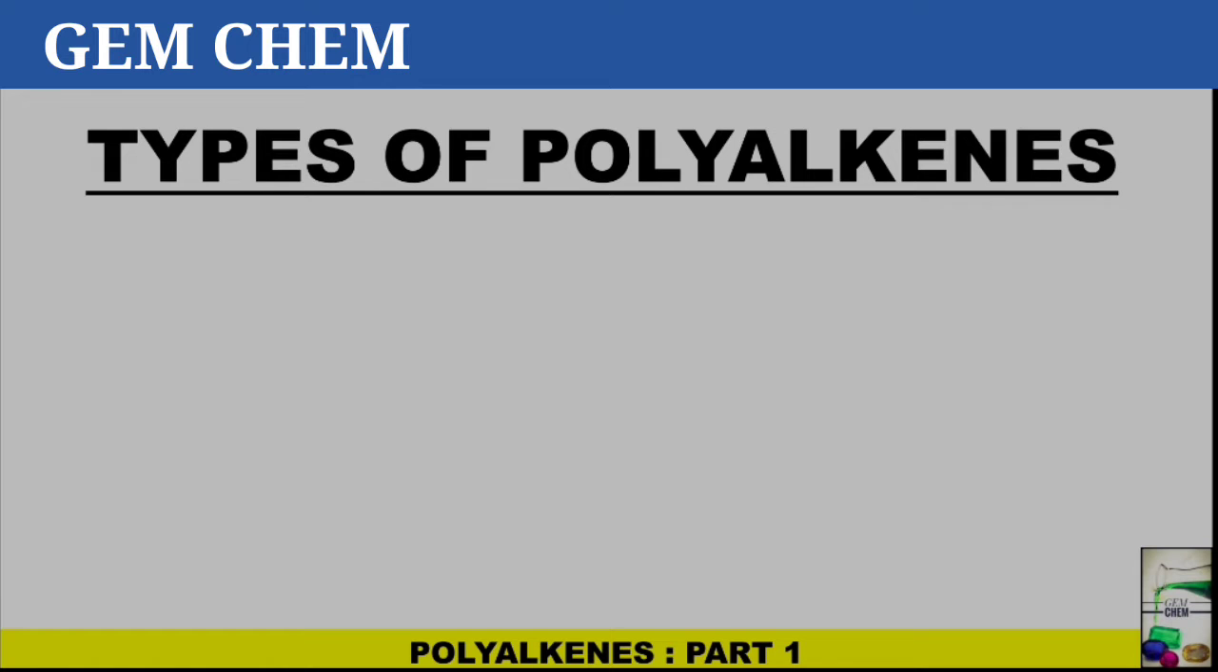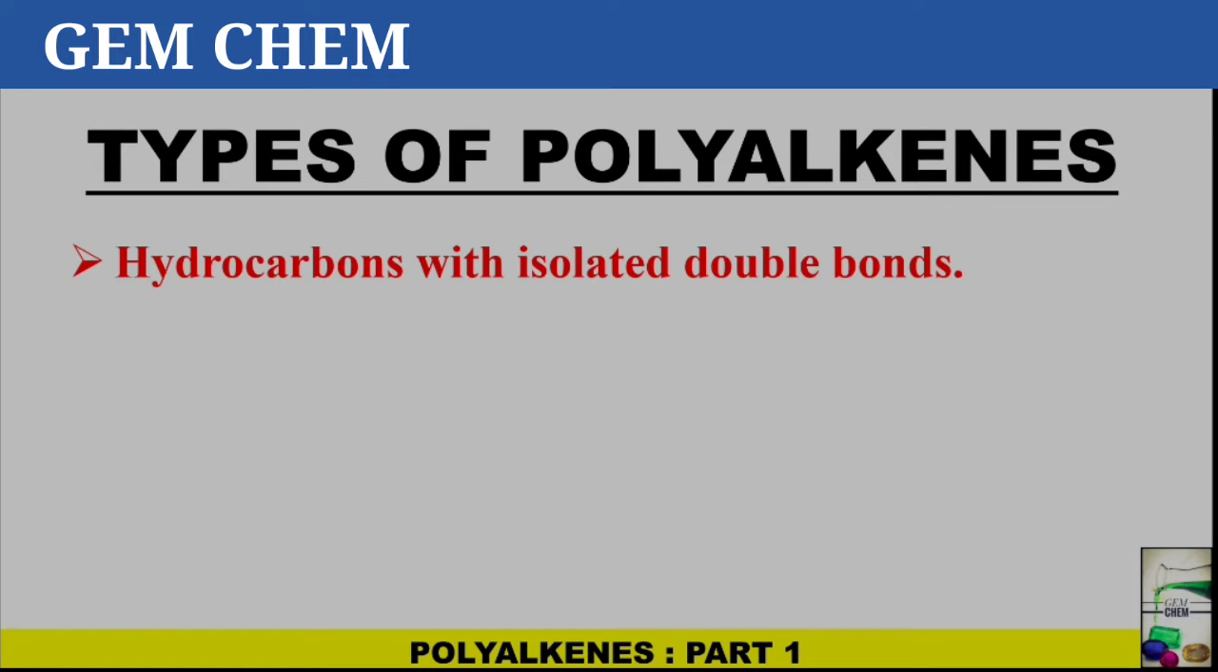So let us start. So what are polyalkenes? Those molecules which have many double bonds within them are known as polyalkenes. These double bonds are mainly 2 or more than 2 in number. So we have three types of polyalkenes. One's those which have isolated double bonds.